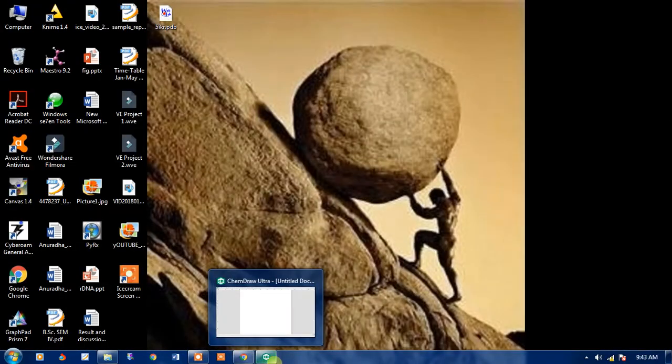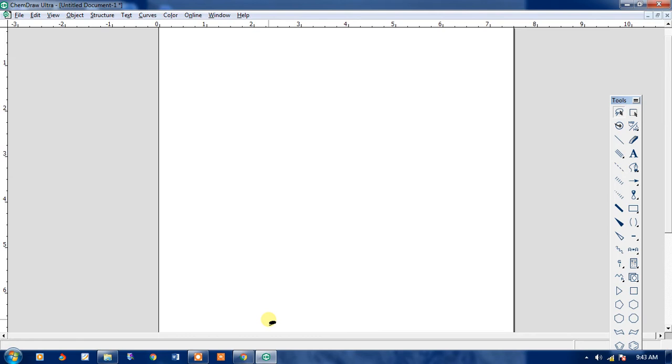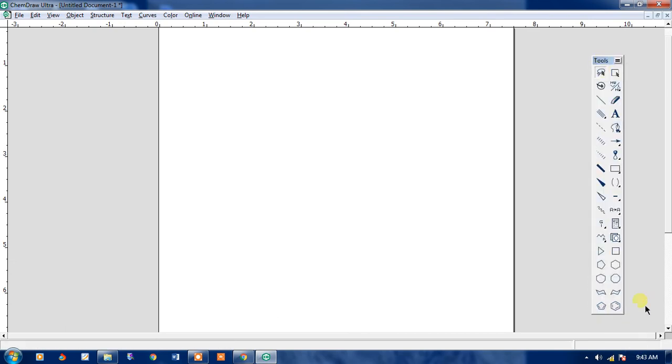I will let you know how to draw the structures in ChemDraw to compute 2D descriptors. This is a general ChemDraw Ultra settings. In this, we can draw all the chemical structures from this toolbar. Like this is a benzene. We can draw the 5-member ring also.